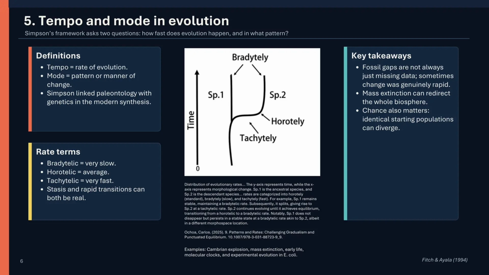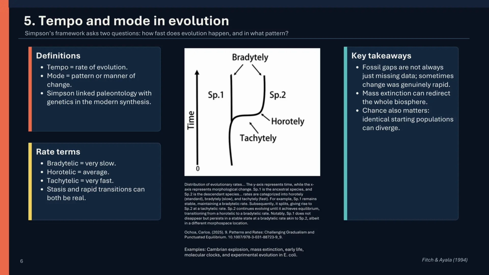Molecular clocks are complex and must be interpreted carefully because rates can vary by lineage, gene region, and type of site. Experimental evolution in E. coli shows that adaptation can happen rapidly at first and then slow down. Even populations that begin identically and evolve in identical environments can follow different trajectories. Chance events can play an important role in evolutionary outcomes.